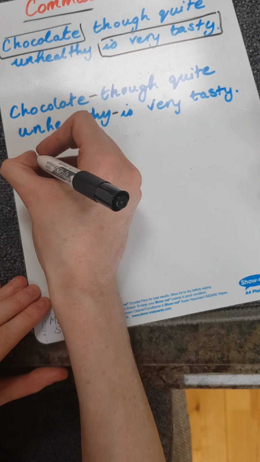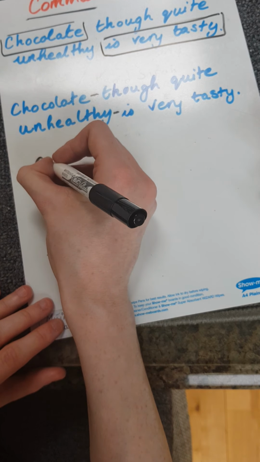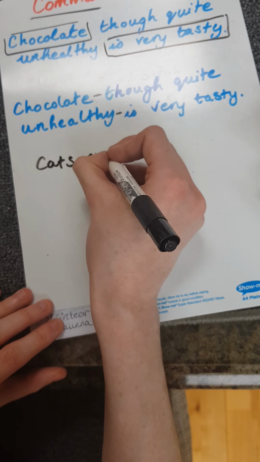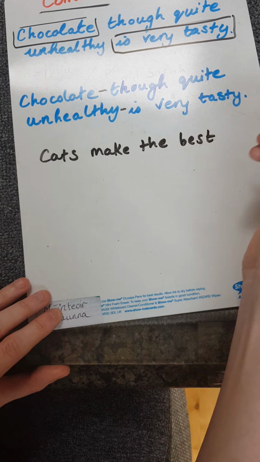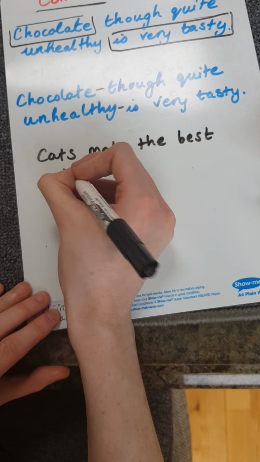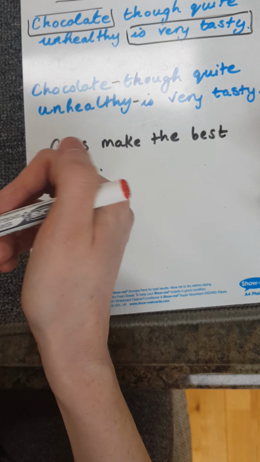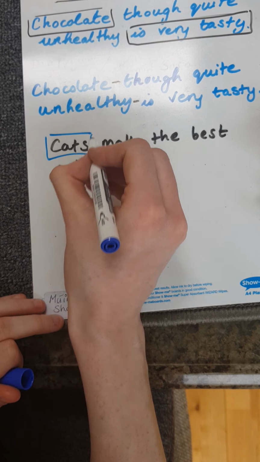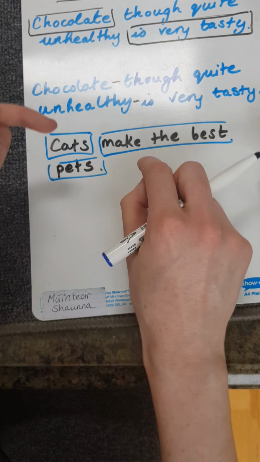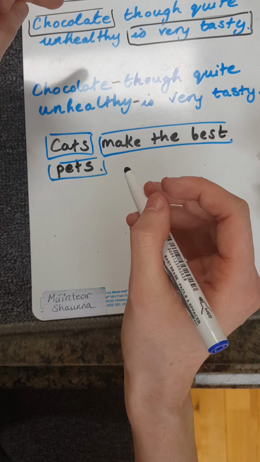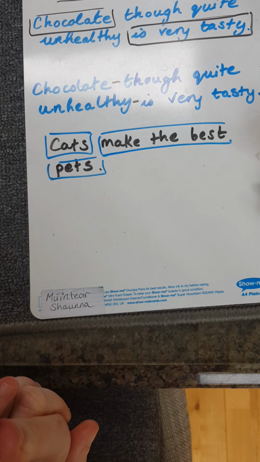I'm going to write down cats, or let's see, yeah, cats make the best pets. Okay. Now, my main information is referring to cats, right? And I am saying that they make the best pets. So in between those two boxes, that's continued, okay? In between those two boxes, I want to put in my extra information. So what extra information could I give about cats?